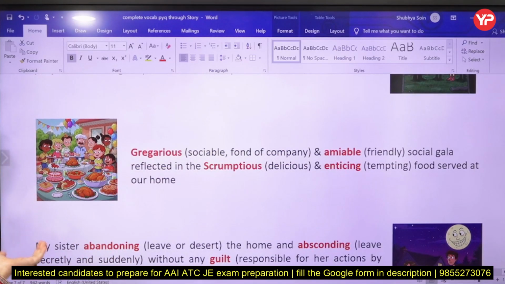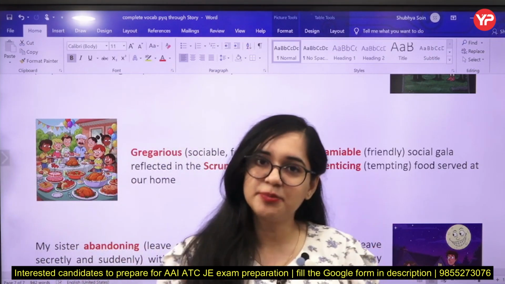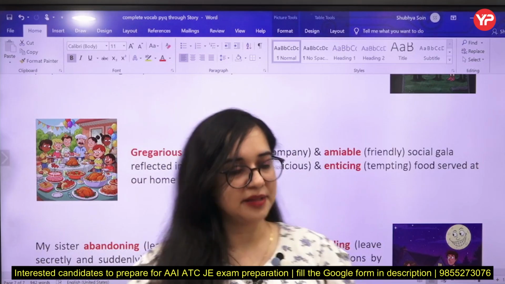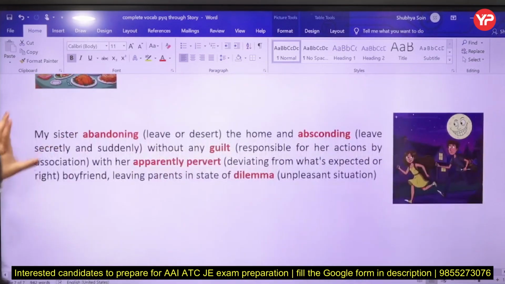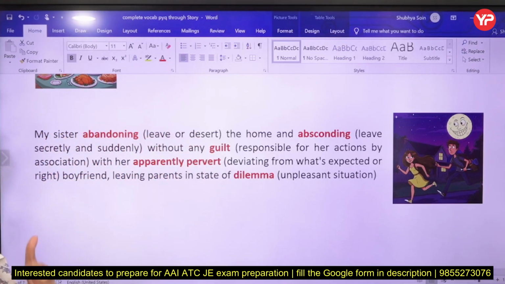Gregarious and amiable, that is lovable, friendly. Social gala, reflect on scrumptious, that is the delicious, enticing food served at our home. So the food served at our home brings very happy moments, and the scrumptious food is cooked by my mother. Here they try to denote one more incident, that is my mother abandoning the home, that is leaving the home. And absconding, that is he's remembering one more incident there.